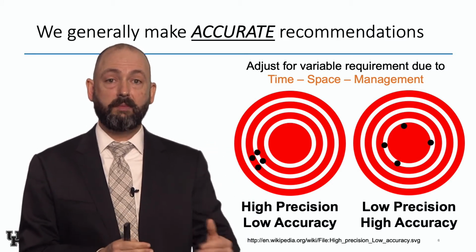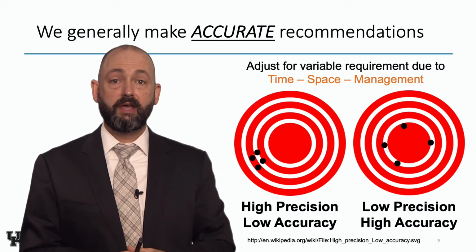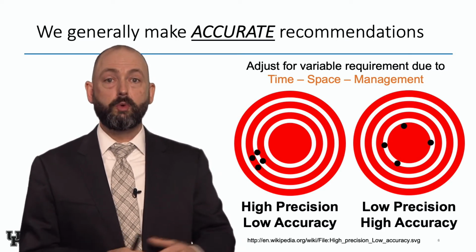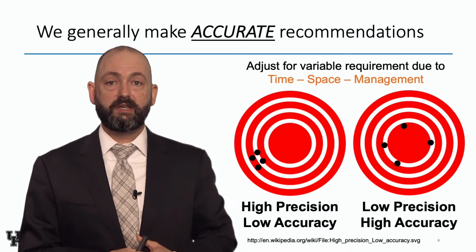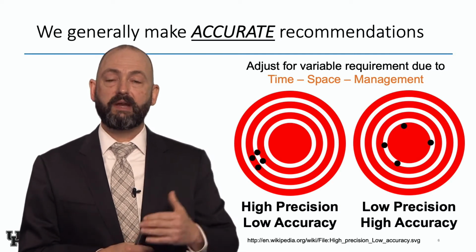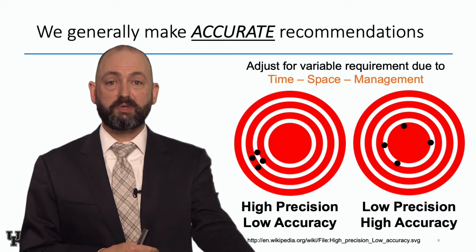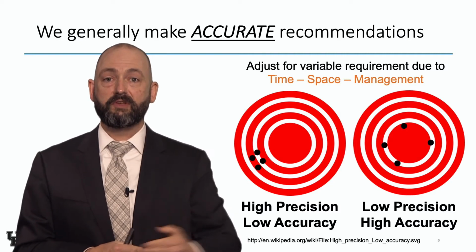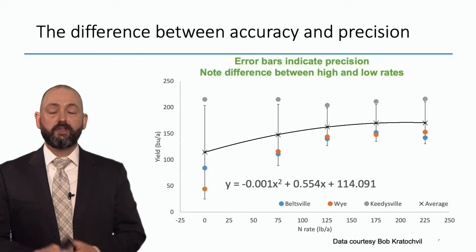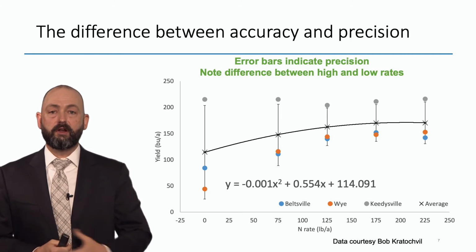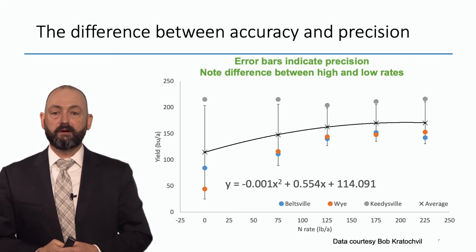So if we take the recommendation from the university over 20 years and we take the requirement, if we knew what the requirement was in a given field over 20 years, on average they would match up. But in any given year or at any given site-specific spot, they're wrong. So this is a classic nitrogen response curve from a friend of mine, Bob Kratochvil at the University of Maryland.